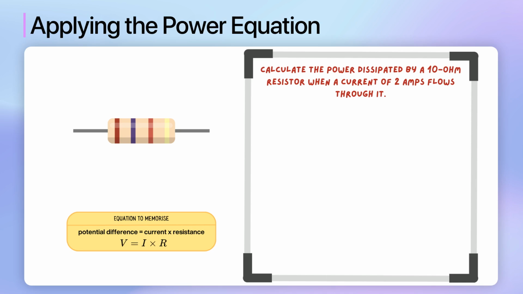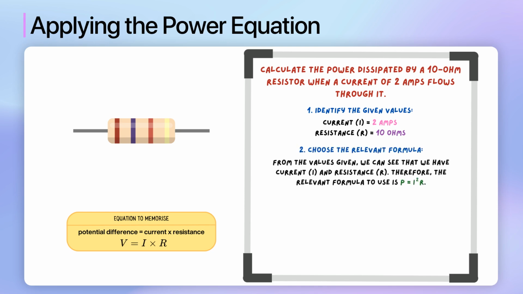How can we calculate the power dissipated by a 10 ohm resistor when a current of 2 amps flows through it? Firstly, we need to identify the known values. The current, I equals 2 amps, and the resistance, R, is 10 ohms. Next, we need to choose the relevant formula. From the values given, we can see that we have current, I, and resistance, R. Therefore, the relevant formula to use is P equals I squared times R.